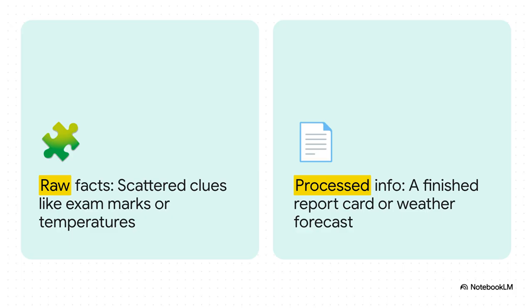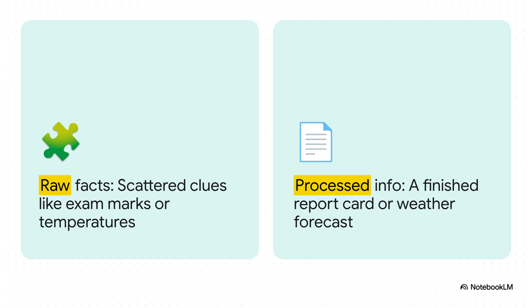But we do need to make a really crucial distinction here. Data itself, that just means raw information. I want you to think of raw data kind of like scattered puzzle pieces. You know, an exam mark over here, a temperature reading there, the number of friends you have. On their own, they're just scattered clues. They don't tell the whole story.